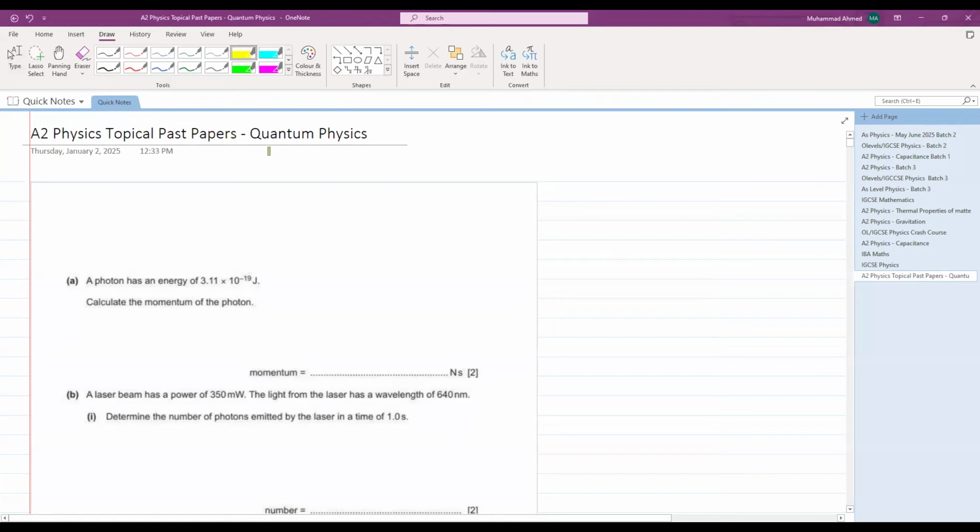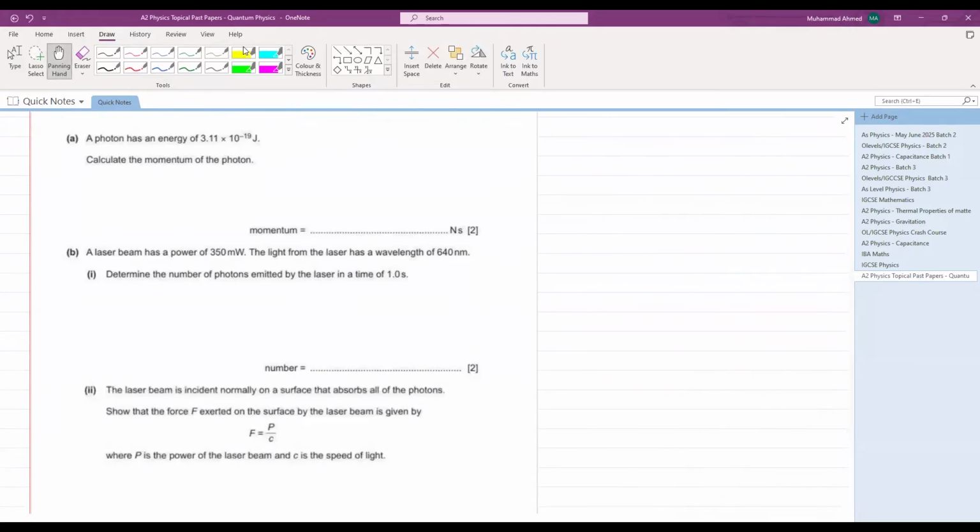Okay, students, let's start with today's topic, that is A2 physics, topical past papers, and the name of the chapter is quantum physics. So, this is your chapter number 11. Let's get started with our past papers for chapter number 11. So, let's move on to question number 1.